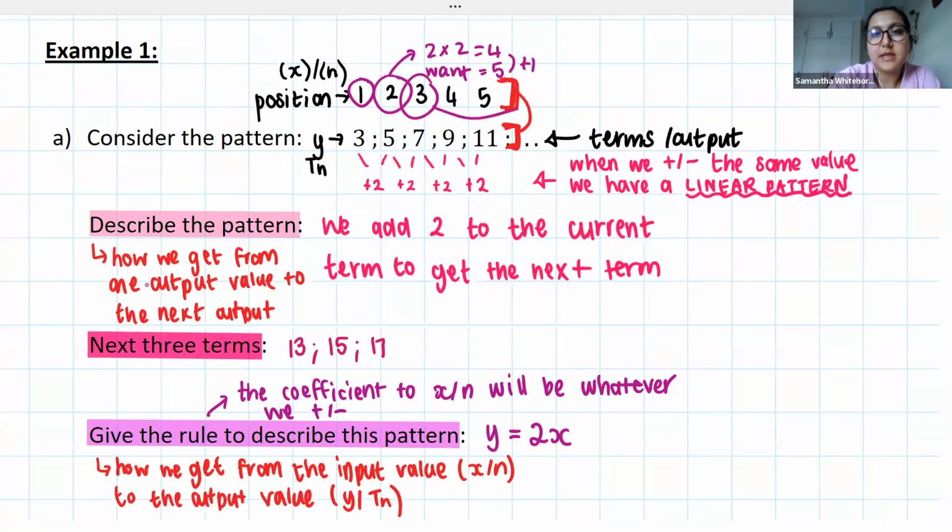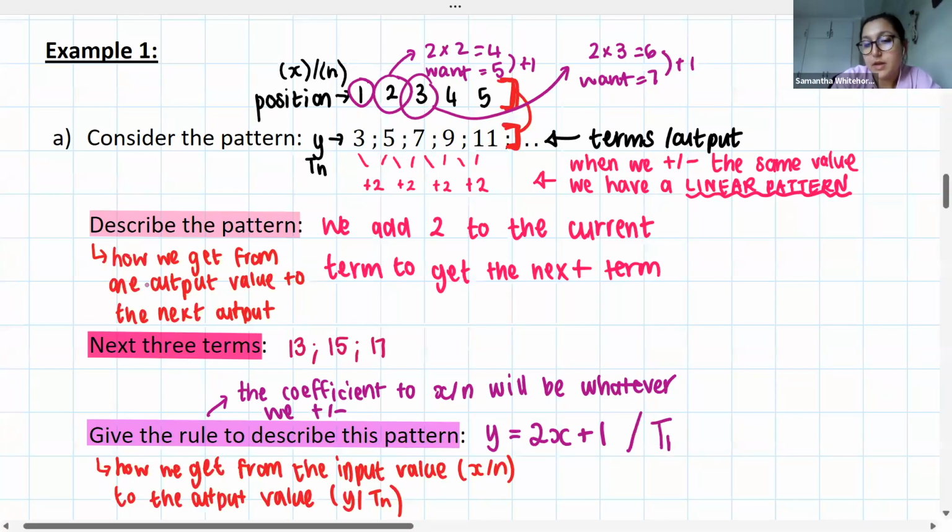If I go to my next input of 3, 2 times 3 is 6. I want 7, so I need to add 1. And so to my rule, I'm going to plus 1. And that is how we get a rule to describe our number pattern. So a rule and a description, two different things, and it's very important that we don't get them mixed up.